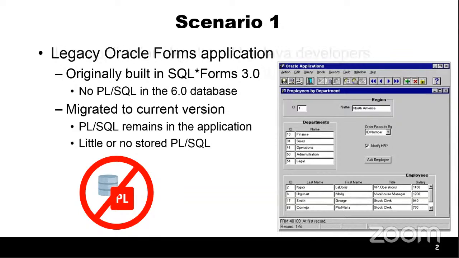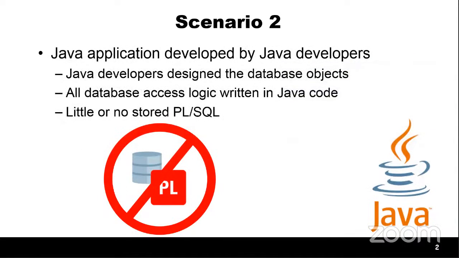That's one scenario. The second scenario is a Java application that Java developers have developed, and they've created the database objects based on their Java objects. So the Java objects were created first and then migrated over to tables in the database. All the database logic is written in Java code. SQL is written to go through Java to the database, and there's little or no stored PL/SQL in the database. It's all SQL within Java code.